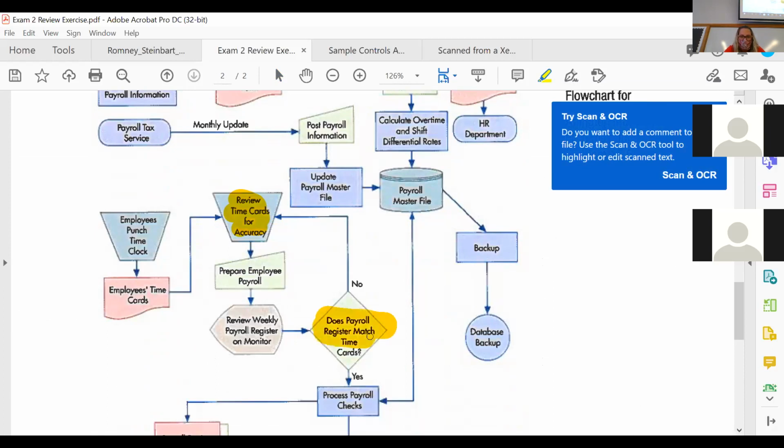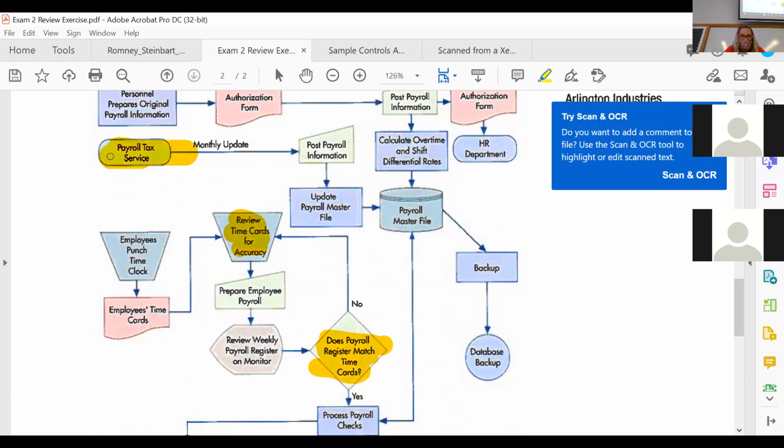Yeah, exactly. So we already talked about using an outside source and having that feed into the database automatically. Let's talk about this. What type of control is this? Does the payroll register match the time cards? Yeah, matching or verification. I would accept either one. And what purpose does that control serve?